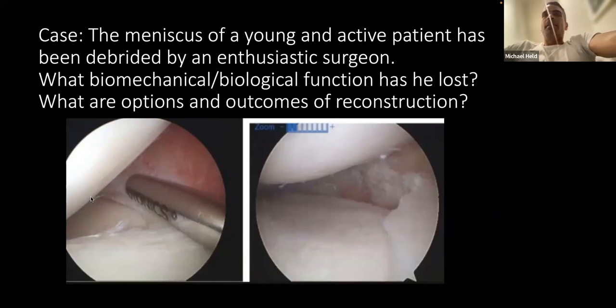But I know Steve does it in the shoulder to enhance healing of the rotator cuff, but it's not as much done in meniscus tears, and certainly not the stem cell therapies. That's very early. It's not a mainstream technique.